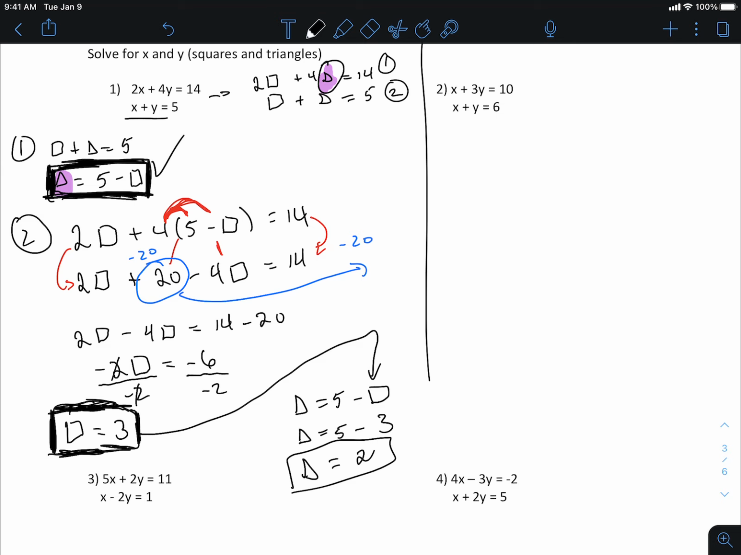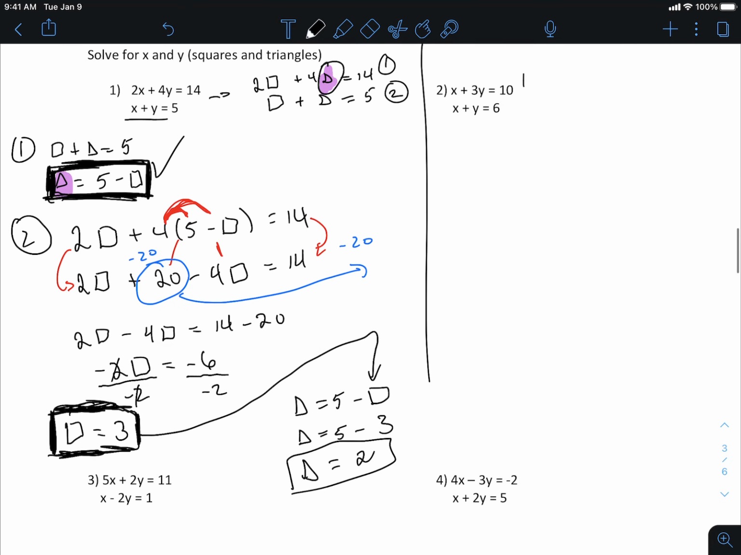Okay. So let's apply the same 5 steps to this question, except this time we're going to solve for x and y instead of squares and triangles. I have 2 equations again, 1 and 2. Step 1 always says solve for one of the variables in terms of the other in the easier of the 2 equations.